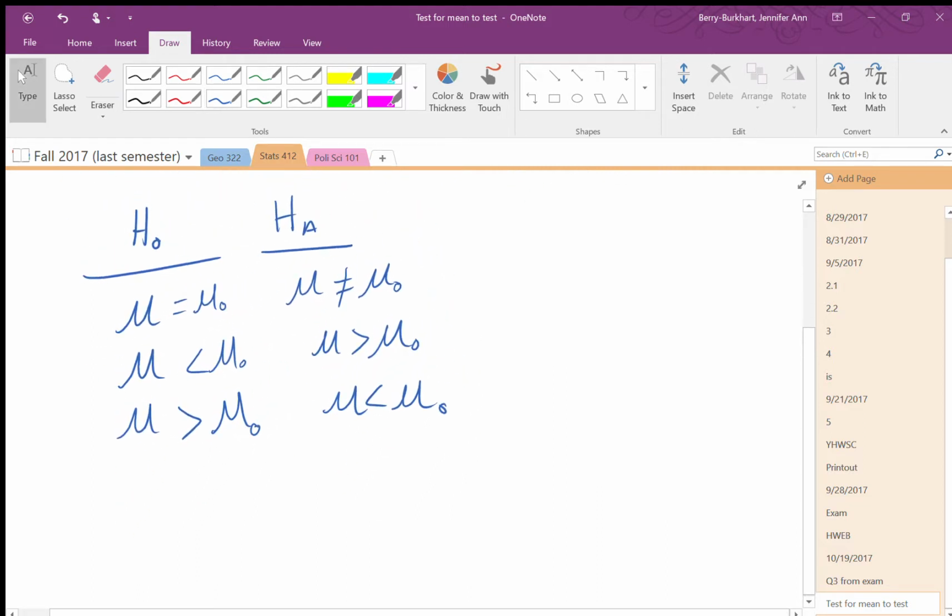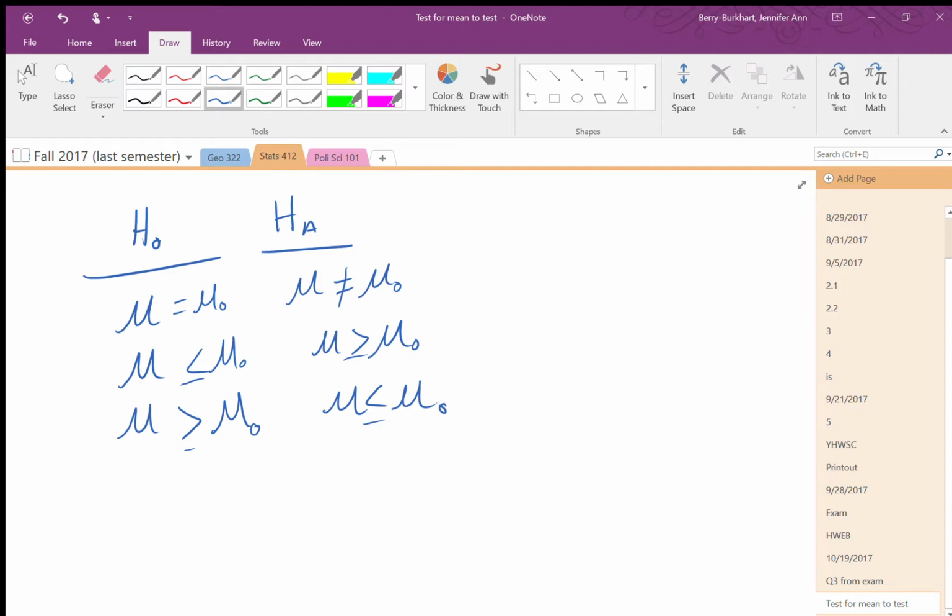Basically, I could set it up this way. Testing for this, if this is the null, is the same as testing for that. Why do you think that's true? If it's one-sided, I could say this is the null, and if this is the null, that's the alternative. I do the same test if mu is equal to mu naught or mu is greater than mu naught. The thing I'm doing is testing on the boundary point.